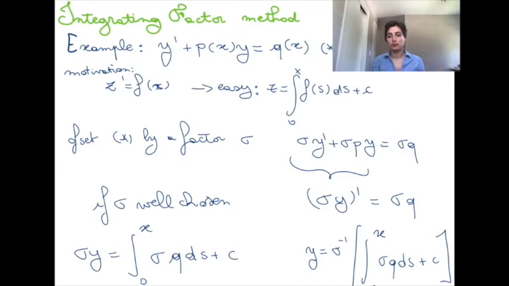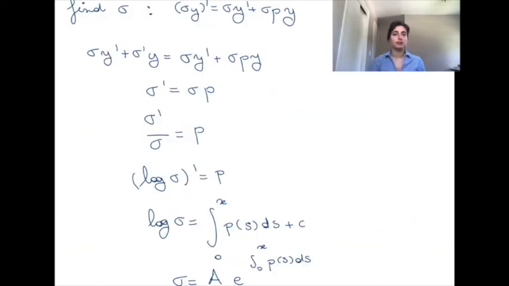If this is the situation, then we can solve for sigma y being our new unknown. This is easy to solve, so it's the integral between 0 and x of sigma q. And then you can invert sigma away, so y is sigma to the minus 1 times the solution of the previous equation. Can we find sigma such that this can be handled? Turns out that we can.